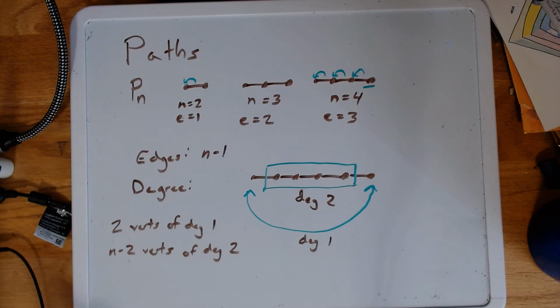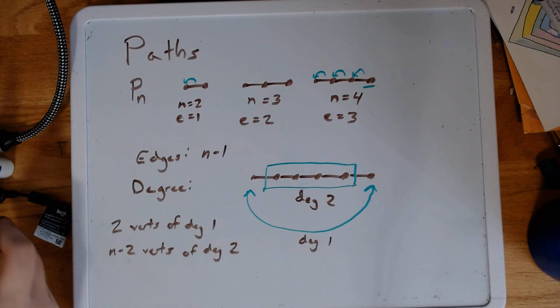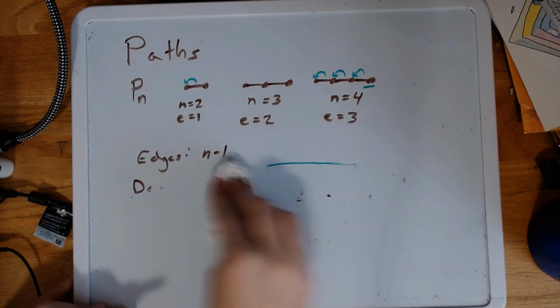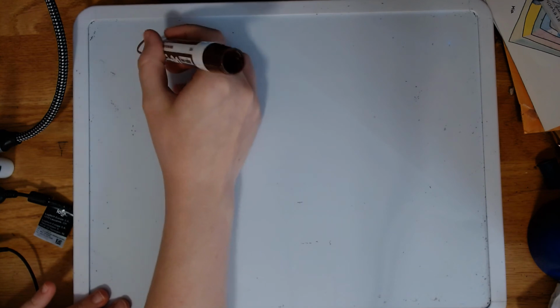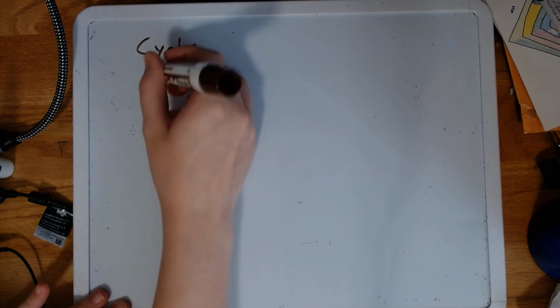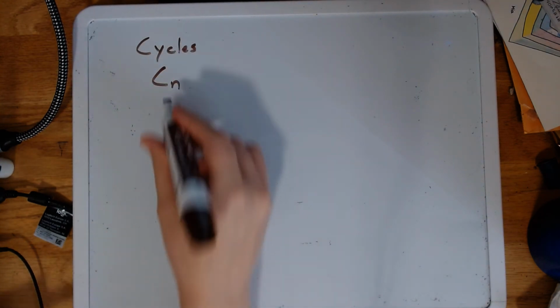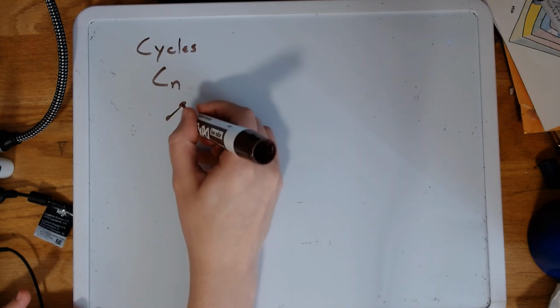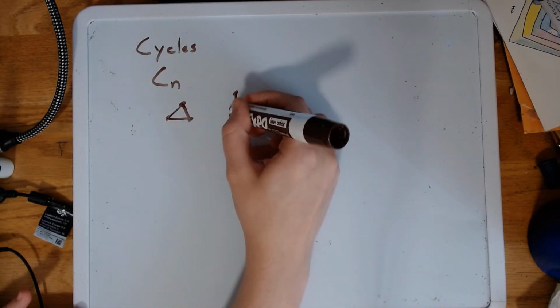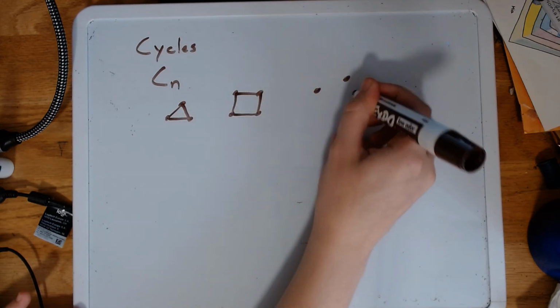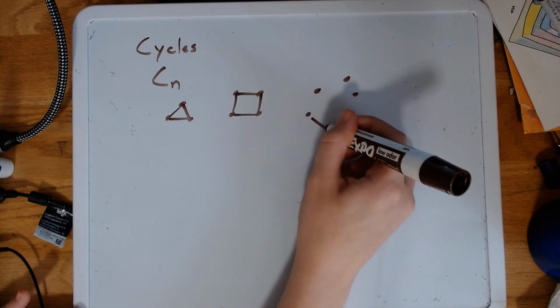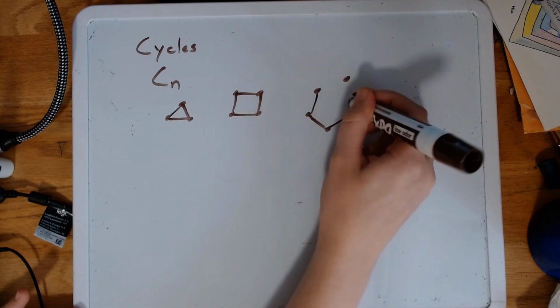Okay, once we know something about paths, it's pretty easy to move to cycles. Because what's a cycle? It's a path with one additional edge. We'll write that as Cn if we have n vertices. So here's a cycle on 3 vertices. Here's a cycle on 4 vertices. Here is a cycle on 6 vertices.